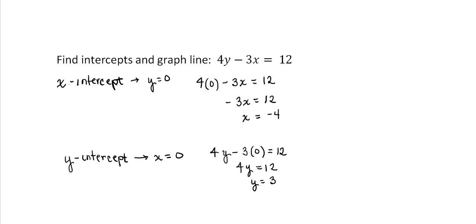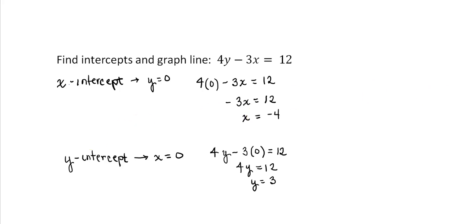Okay, welcome back to 1.1 Intro to Graphing Day 2. This is Part 2. We want to talk about finding intercepts in the graph and graphing the line. We're given an equation of 4y minus 3x equals 12. We want to find our x-intercept and then our y-intercept.